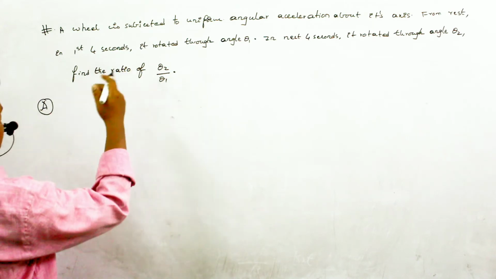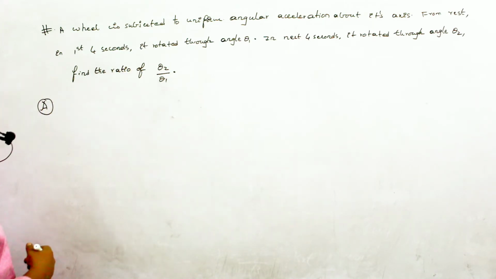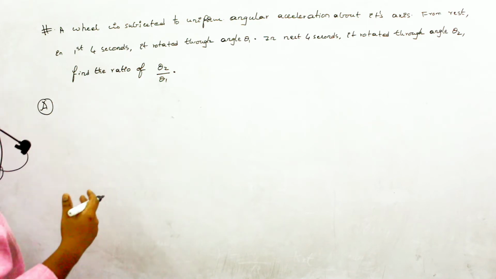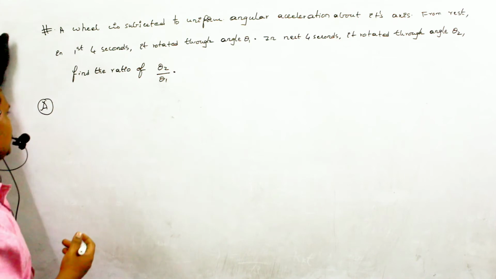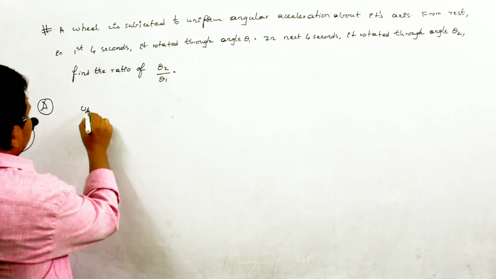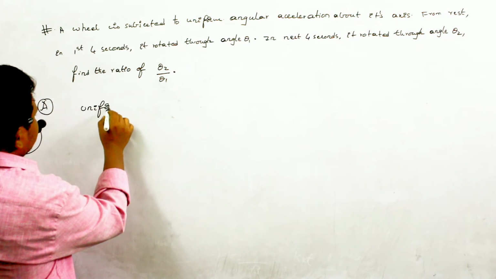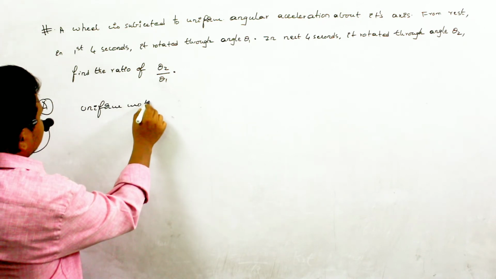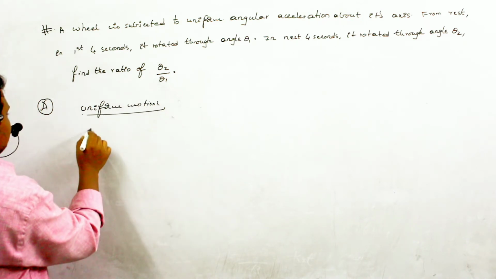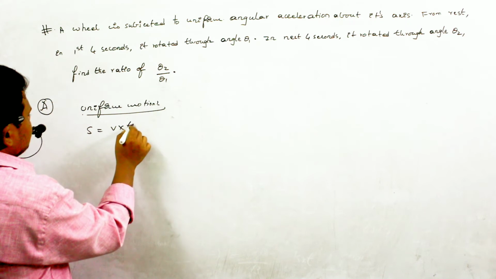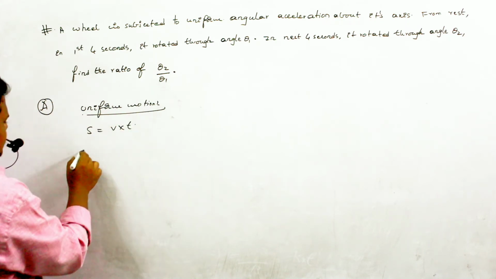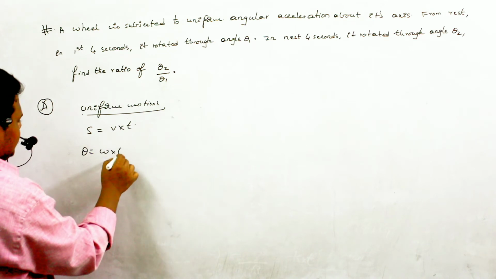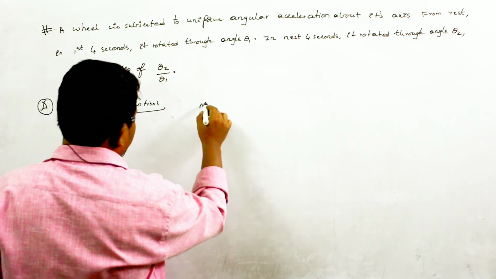So this motion is an example of non-uniform circular motion, or you can say it is a uniformly accelerated circular motion. For uniform motion, we have already studied the equations. For uniform motion, we can write the equation: displacement is equal to velocity into time. And the analogous equation in circular motion is theta is equal to omega into t.